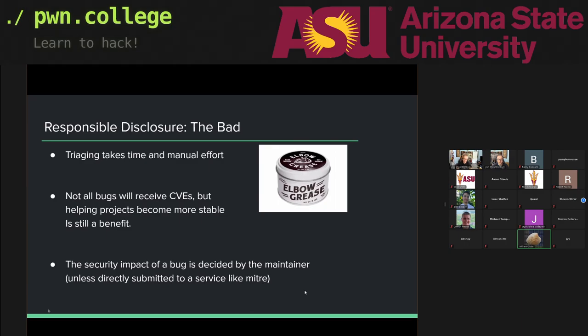Another issue with responsible disclosure is that not all bugs that you find will receive CVEs. This doesn't mean that they aren't helpful, right? They improve the stability of the project. But of course, the goal of this course is to hopefully get CVEs as a result of the bugs that you find. Sometimes that's not the outcome, and that's okay. Another possible issue is that the security impact of a bug, if you report it to the maintainer, is ultimately decided by that maintainer. Unless you submit it to a third-party service like MITRE, if the maintainer decides that this isn't critical to their project, then they're not going to report a CVE. And I believe one or several other projects throughout this course also had something like this happen to them.